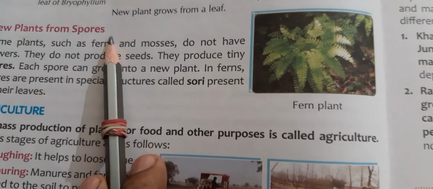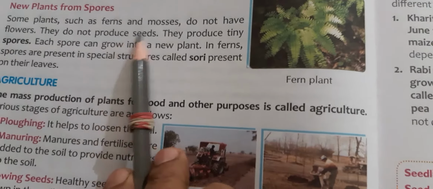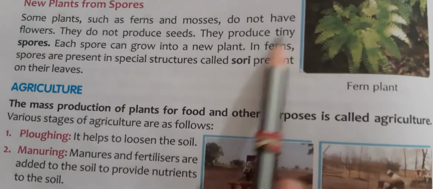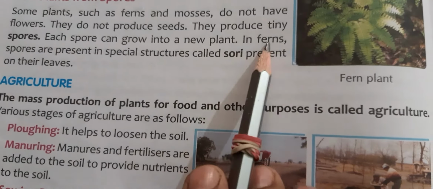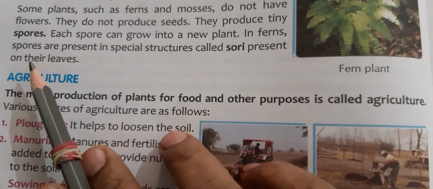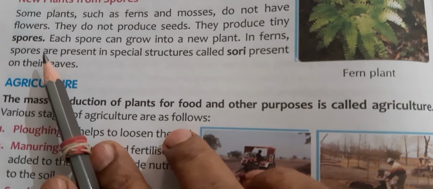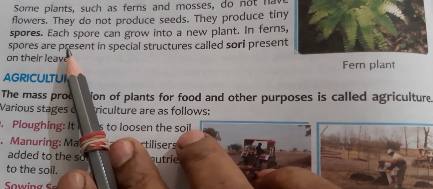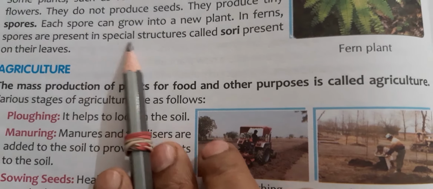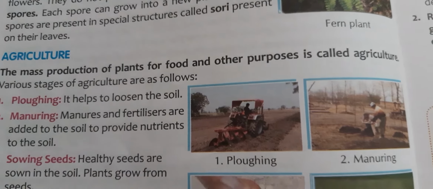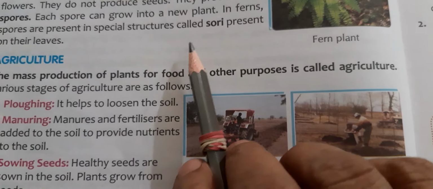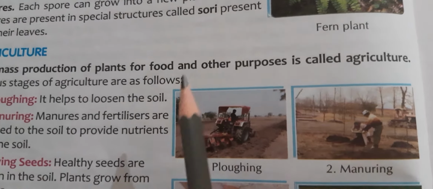Now new plants from spores. Some plants such as fern and moss do not have flowers, so they do not produce seeds. They produce tiny spores. A spore is a ball-like structure, very small in size, and contains powdery substance in it. And this powdery substance, when it falls anywhere, starts germinating into new plants.